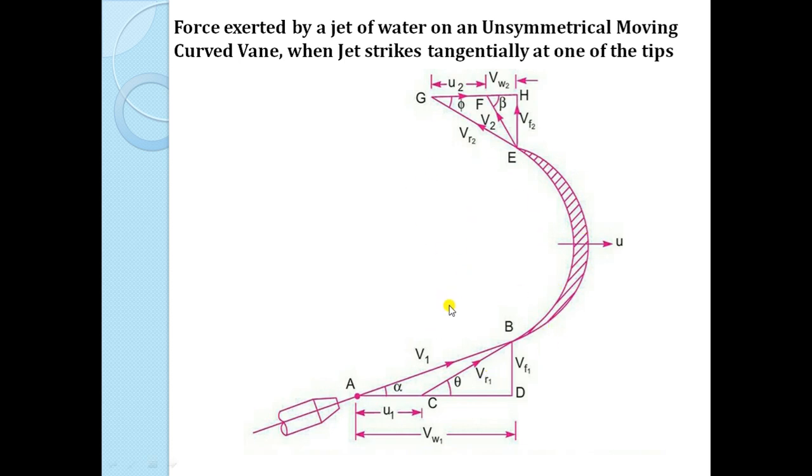In the previous case, the direction of motion of the jet and the direction of motion of the vane were the same, so the relative velocity was the arithmetic difference of the two values. Here the direction of motion of the vane is horizontal, and the direction of motion of the jet is not horizontal but at a certain inclination. So the relative velocity is the vector difference between the velocity of the jet at inlet and the velocity of the vane.